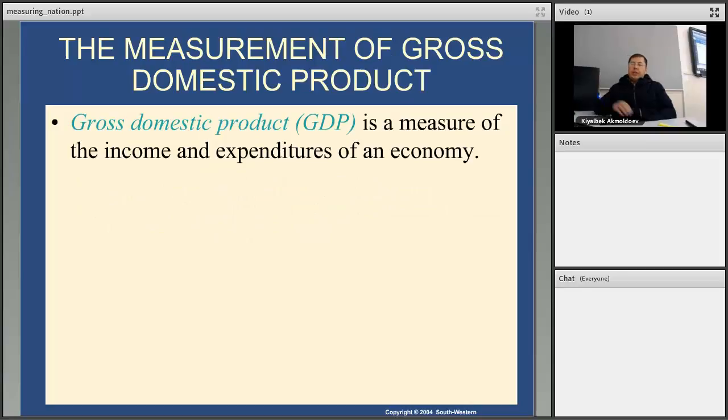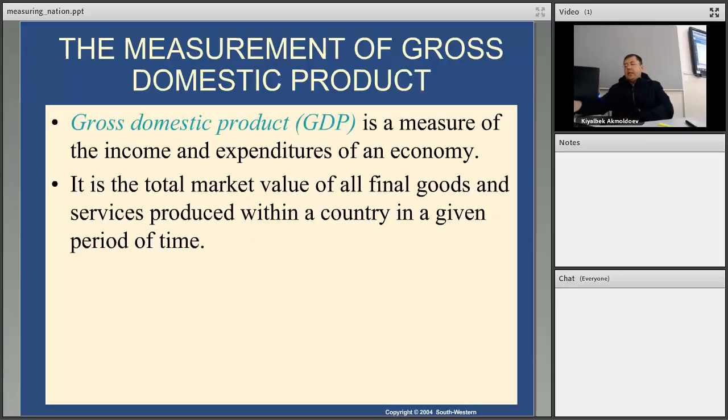Gross domestic product, or GDP, is the measure of income and expenditure in an economy. If you want to calculate GDP, gross domestic product, in one country, GDP actually shows us the income of the country, the income of people who are buying and selling in the total market. What is GDP? GDP is the total market.